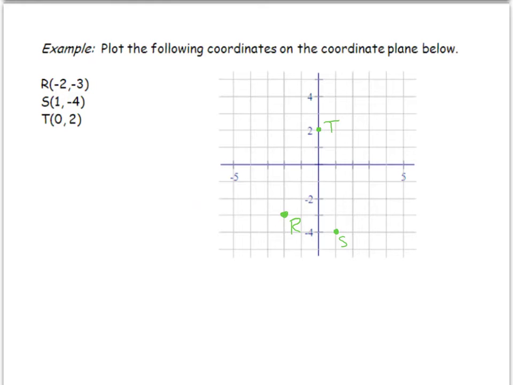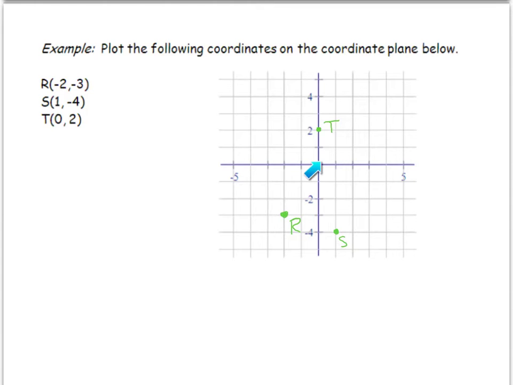So hopefully you have your points plotted in the same exact spot as I do. Let's take a look. R, it was -2, -3. So the -2 represented the x. Since it was negative, it meant you were moving left from the origin 2 units. And then it was -3 for the y, so it was down 3 units. Always do x first, then your y.